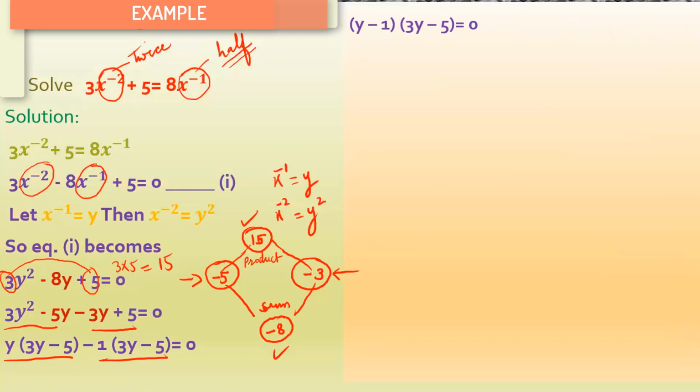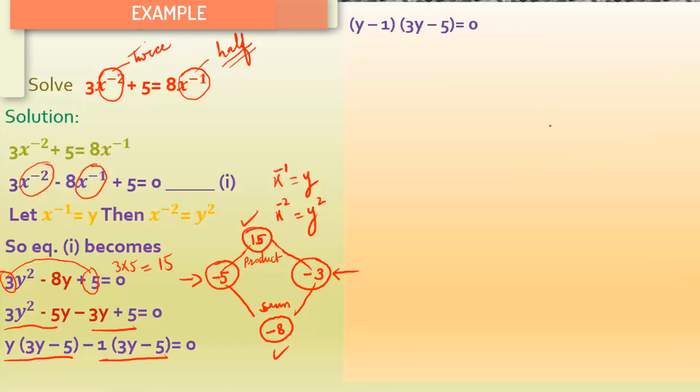You can write whatever you want first. It's no problem. 3y minus 5 into y minus 1, or y minus 1 into 3y minus 5, both are same. Okay. Now what we have: the product of two expressions is 0, then one of them has to be 0.